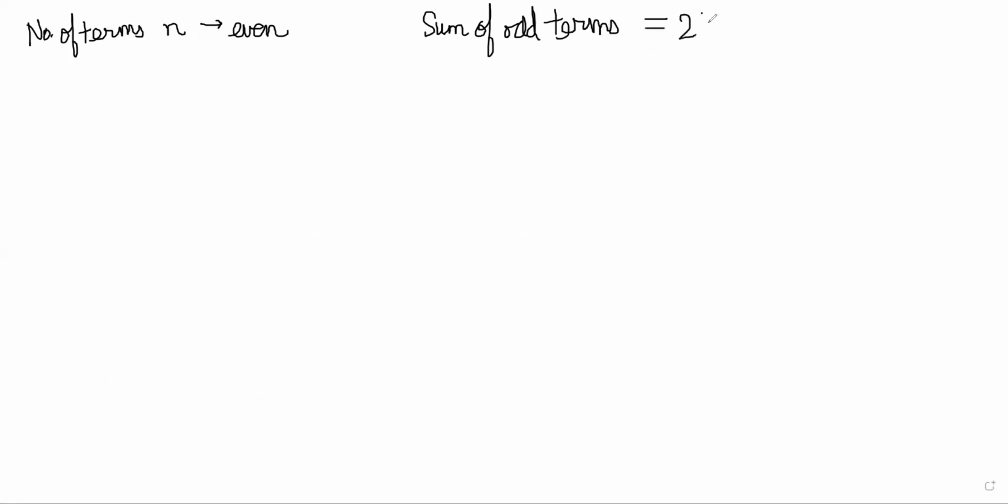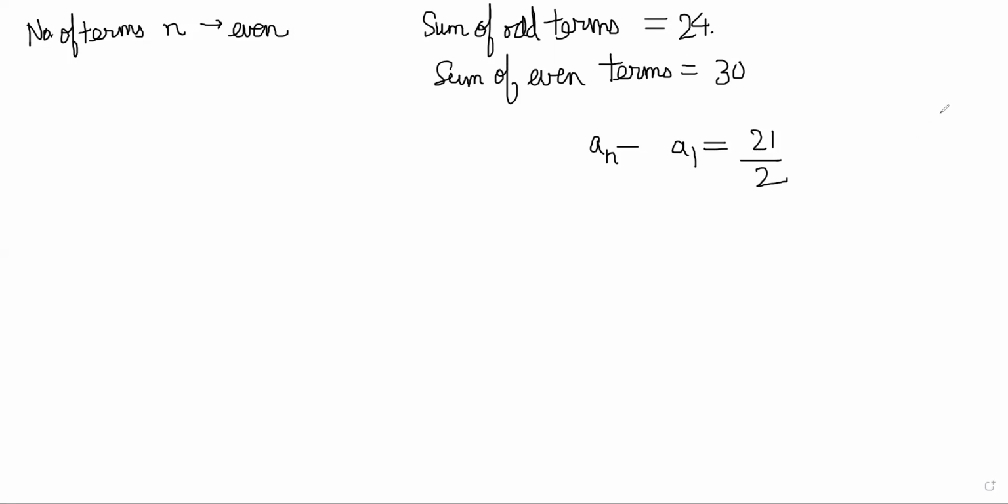Next one: the number of terms n of an AP is even. The sum of odd terms of the AP is equal to 24, and the sum of even terms is equal to 30. And the last term exceeds the first term, an minus a1, is equal to 10 and a half, so 21 by 2. Find the number of terms.